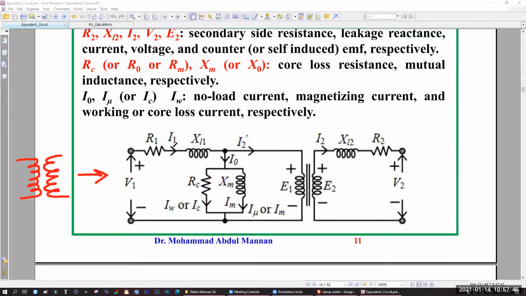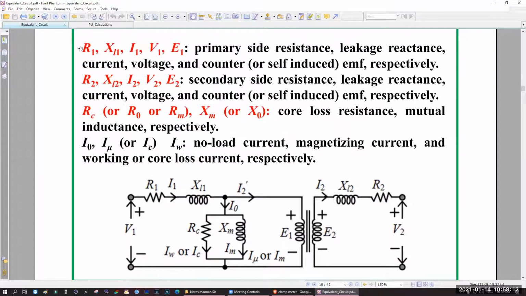Because transformer has various resistance and reactances. Number one is R1. Number two is XL1. Number three is RC, XM. Here in the secondary side, you have XL2, R2. And the voltages are E1 and E2. Finally, your voltage is V1 and V2. Okay, let's clear this thing up and see what it means. R1, XL1, I1, V1, E1. These are your primary side resistance, leakage reactance, current, voltage, and counter EMF. Counter EMF is back EMF.